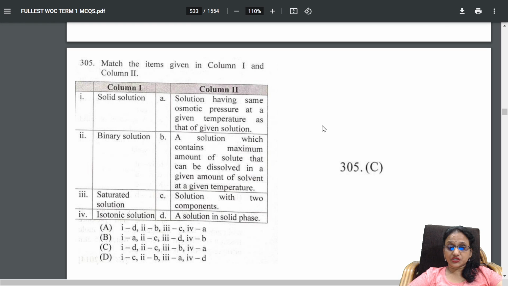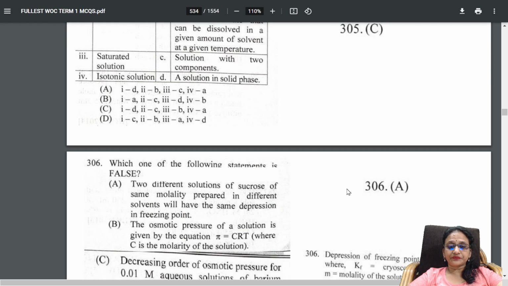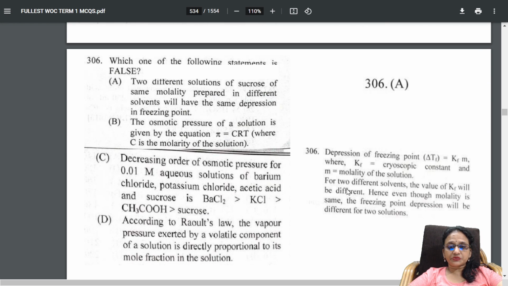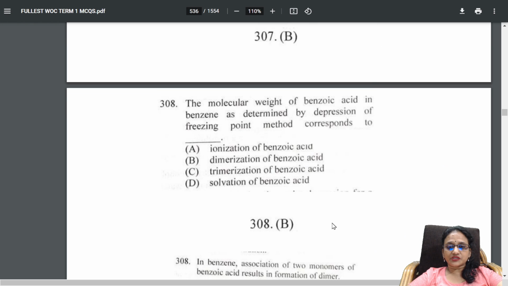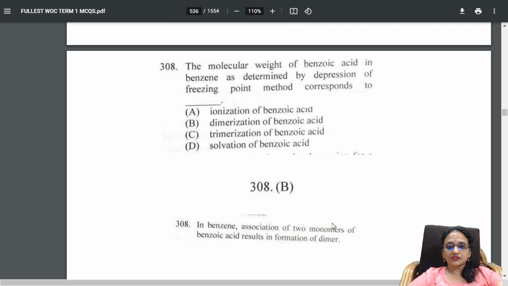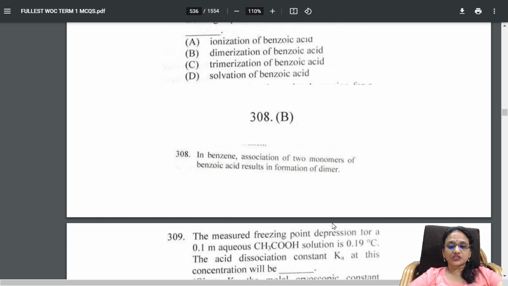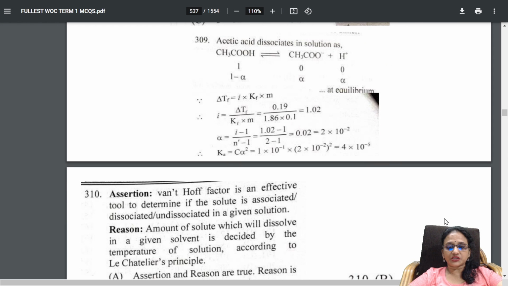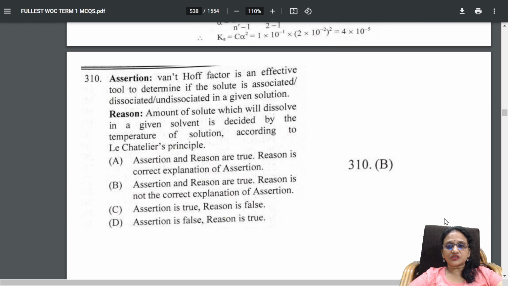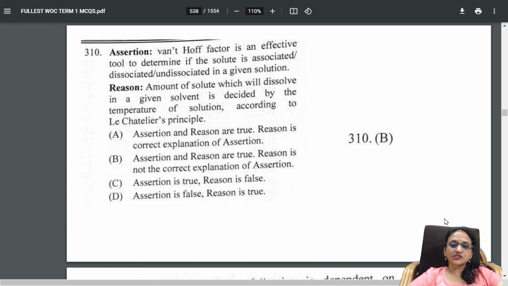Such match the following questions are quite common. Learn it. Which of the following statements is false? So you should know the difference between a correct statement and a wrong statement also. Yes, this is about the reverse osmosis process. This is about association and dissociation. This is about the van't Hoff factor question for state board. This is one more assertion reasoning question for state board students.